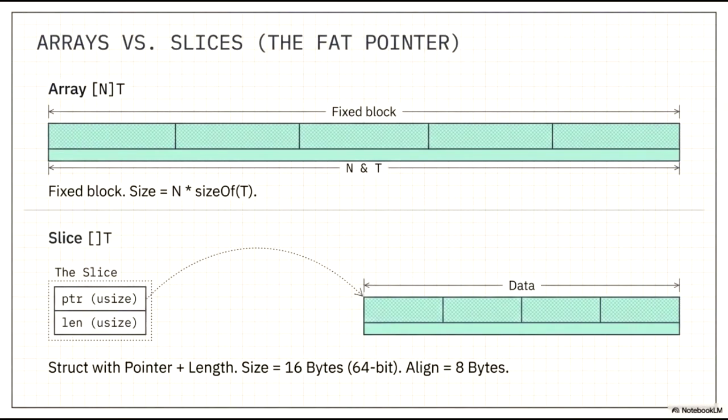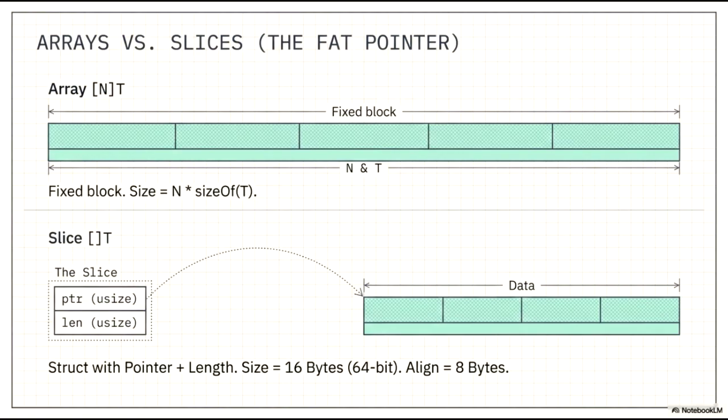Let's examine the fundamental differences between arrays and slices, specifically focusing on the concept of the fat pointer. An array, denoted here as [N]T, represents a fixed block of memory. In this model, the data is stored contiguously, and the total size of the structure is strictly determined by multiplying the number of elements, n, by the size of the individual type, t.